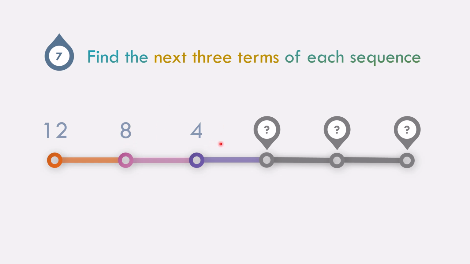So it means for the next three terms, we need to subtract 4. So 4 minus 4 is 0. 0 minus 4 is negative 4. Negative 4 minus 4 is negative 8. So the next three terms are 0, negative 4, and negative 8.